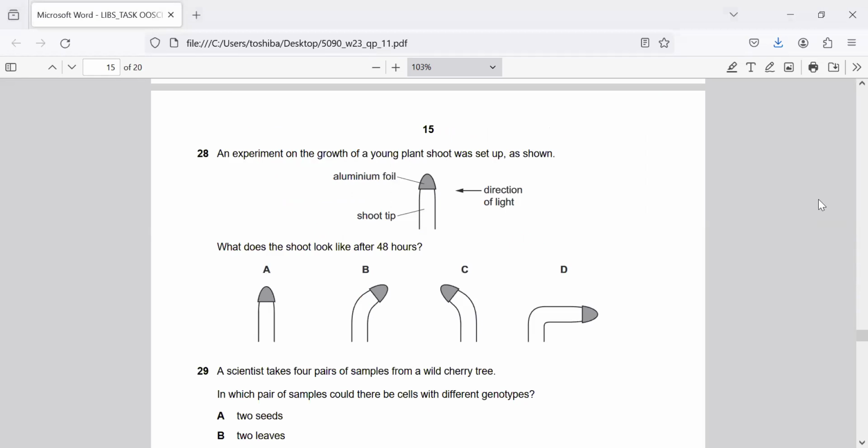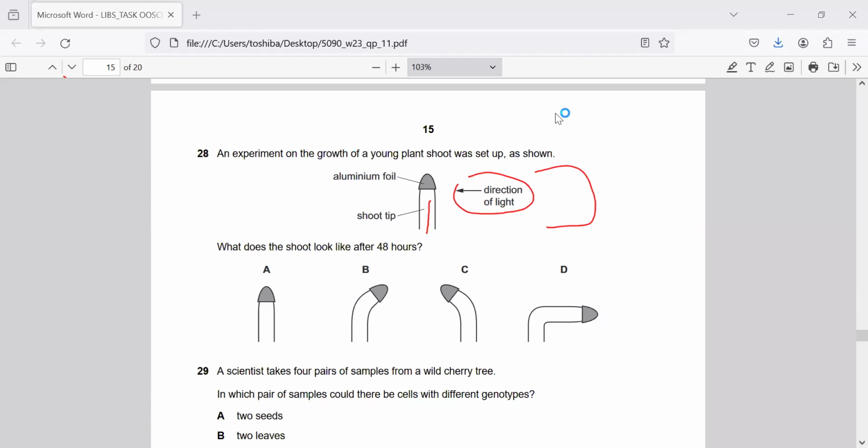This is question number 28. An experiment of growth of young plant shoot was set up as shown. You can see this in this image. Aluminum foil, direction of light is from here, and this is the shoot tip. What does the shoot look like after 48 hours? Option A says it would be looking like this. Then B, C, and D.